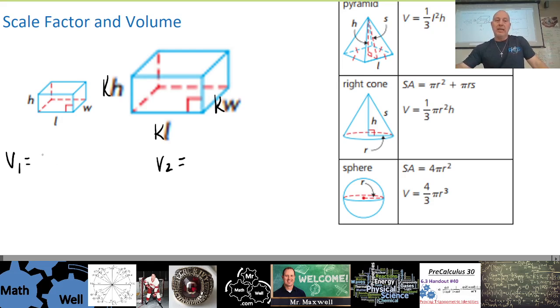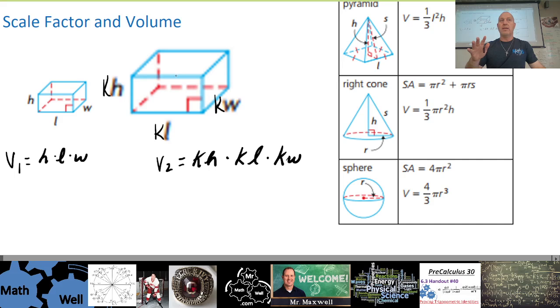Volume 1 is H times L times W. It's 3 dimensions, right? That's how you get the volume, length times width times height, okay? Now, the similar figure over here is the original height times some scale factor, okay? So I actually have K H times K L times K W to get the volume of this larger object. You guys see with me?